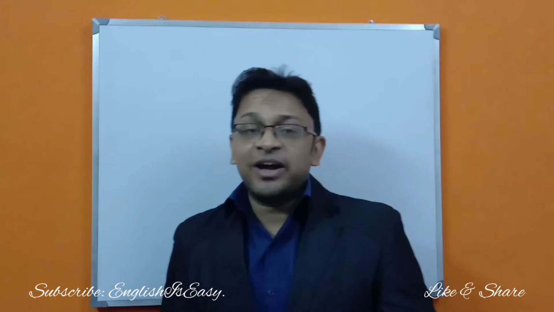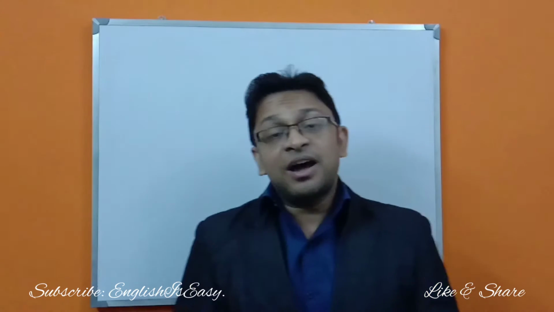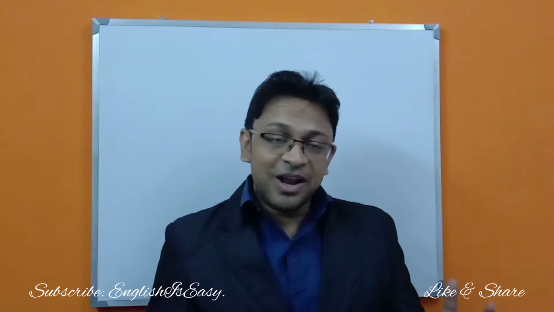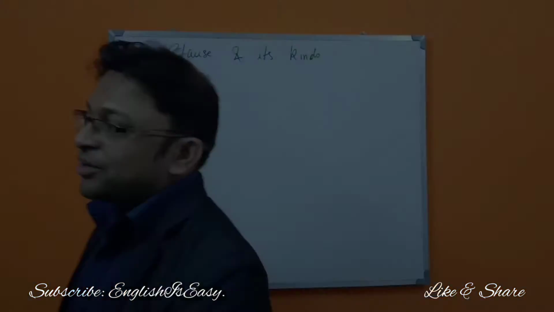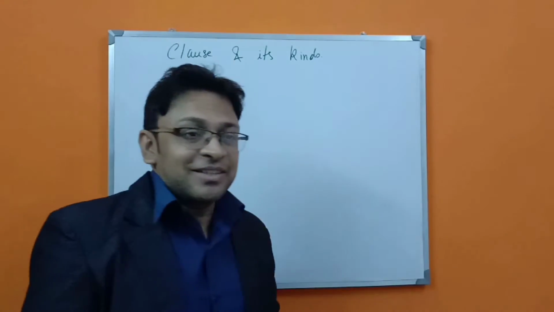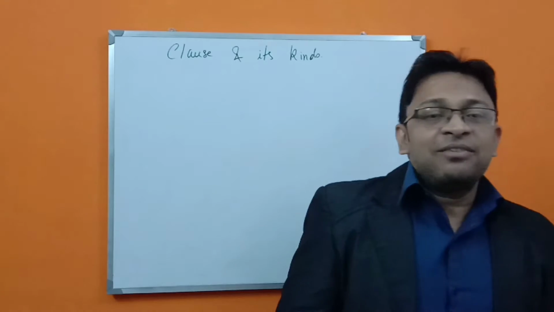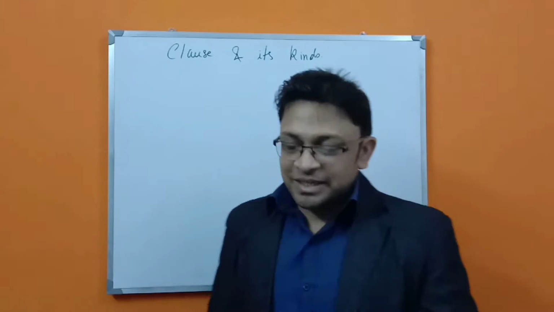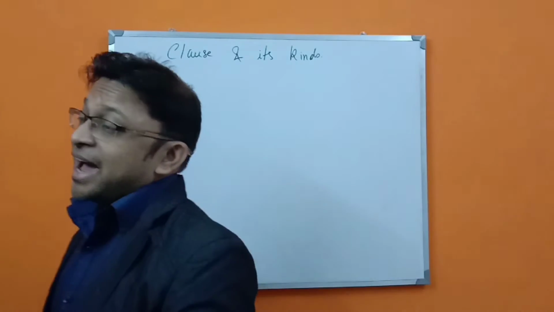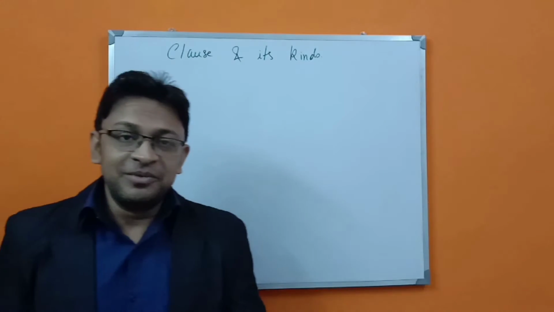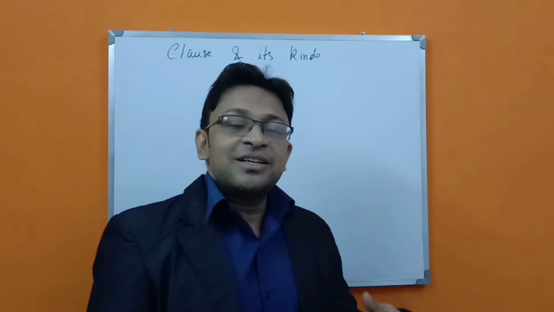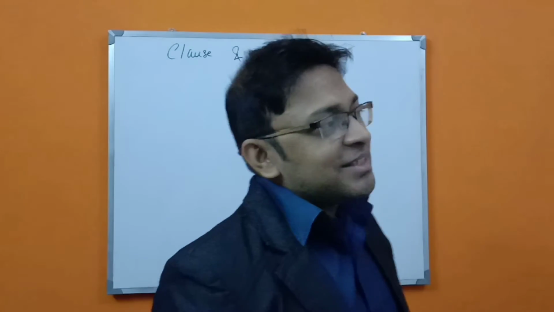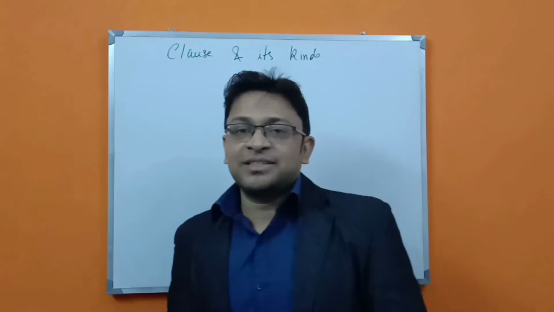In my previous video I have shown you what are the types of phrase and how they are being used in a sentence. So now today's topic is what are the types of clause and how they are being used in a sentence. So the topic will be clause and its kinds. So what we have learned earlier, that what is a clause? It is a group of words and it has a subject and a verb. It shows a complete action. The subject action is implied and the sentence gives you a complete meaning or a sense.